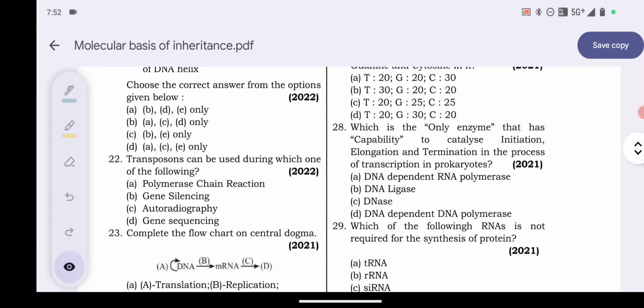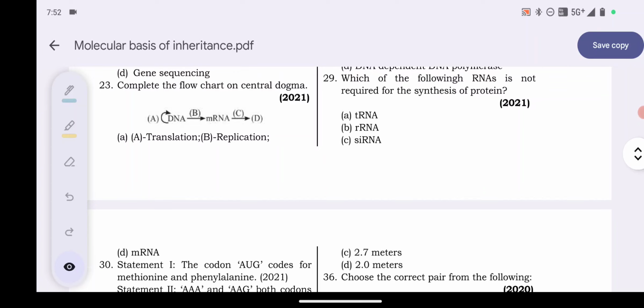Next question, number 29. Which of the following RNAs is not required for synthesis of proteins? tRNA is required, rRNA is also required, siRNA is not required. So C will be your answer. mRNA is required. Now the explanation: siRNA, that is small interfering RNA, is involved in preventing the translation of mRNA to form protein. It is associated with pest resistance in plants by RNA interference. So option C is your answer.